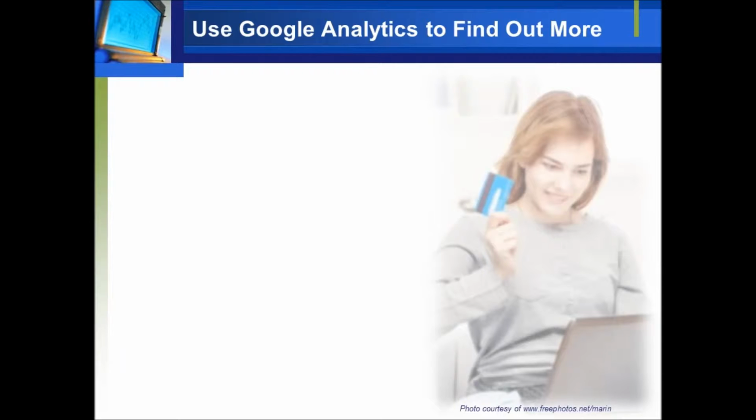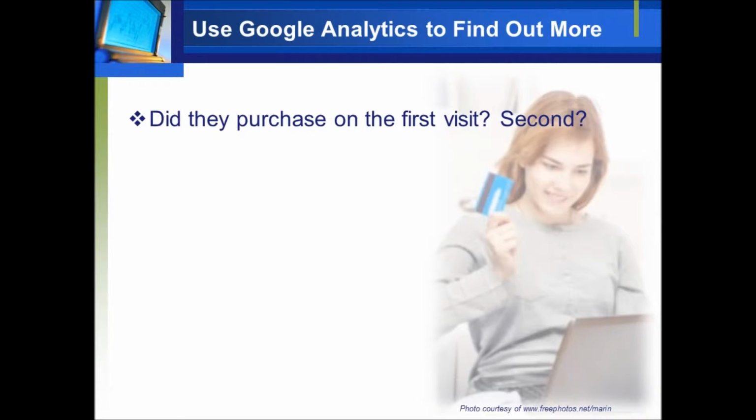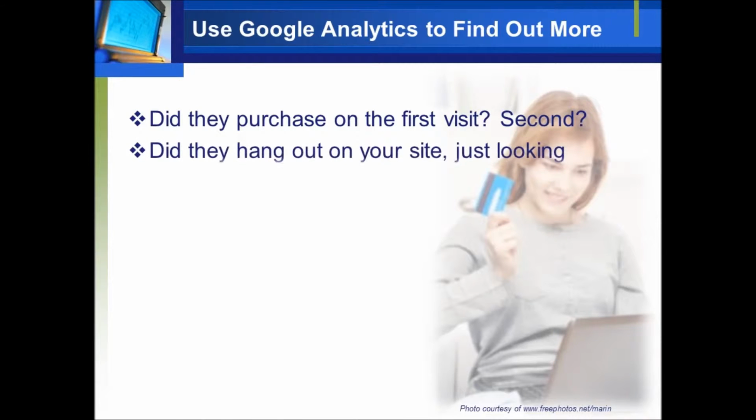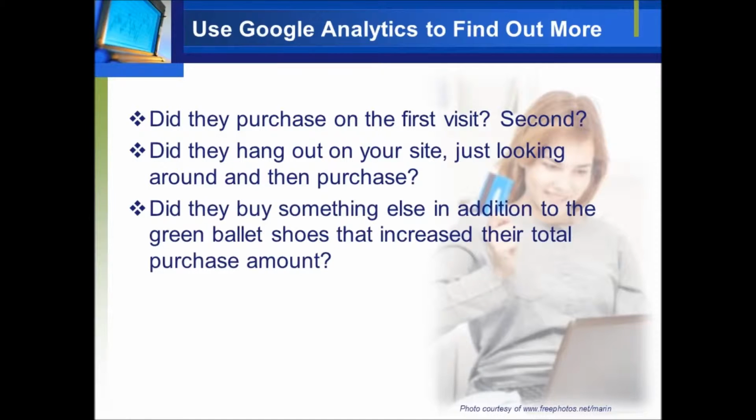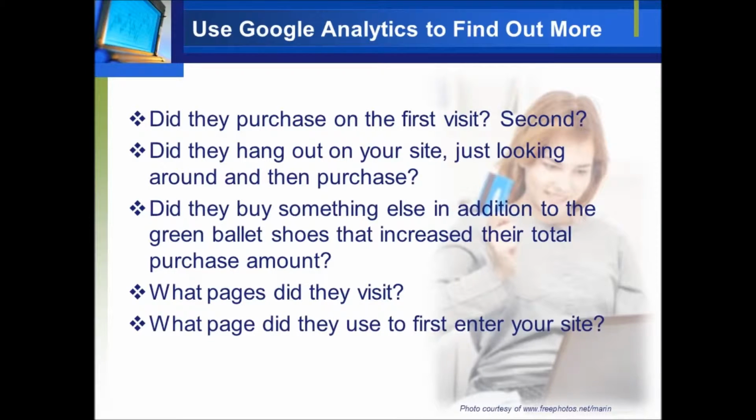You can use Google Analytics to find out more than just the purchase amount. There are questions that can be answered by using Google Analytics. If you want or need these numbers to help you figure out what content to work on for your site, Google Analytics gives it to you. Did they purchase on the first visit, or maybe it was the second? Did they hang out on your site just looking around and then purchase? Did they buy something else in addition to the green ballet shoes that increased their total purchase amount? What pages did they visit? How about what page did they use to first enter your site in the first place?